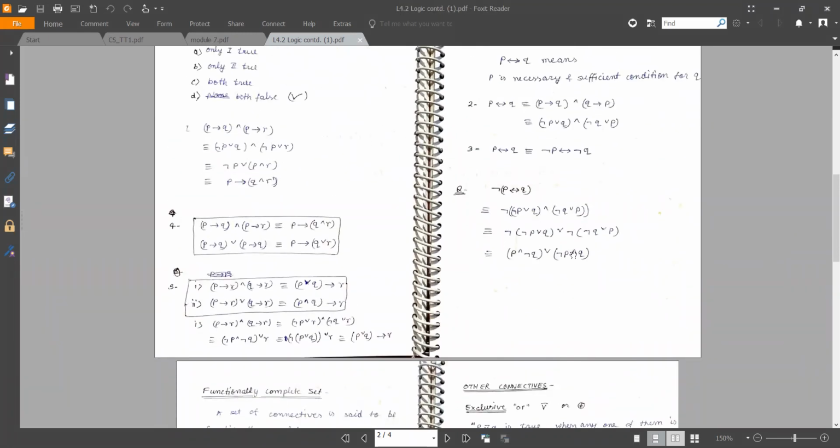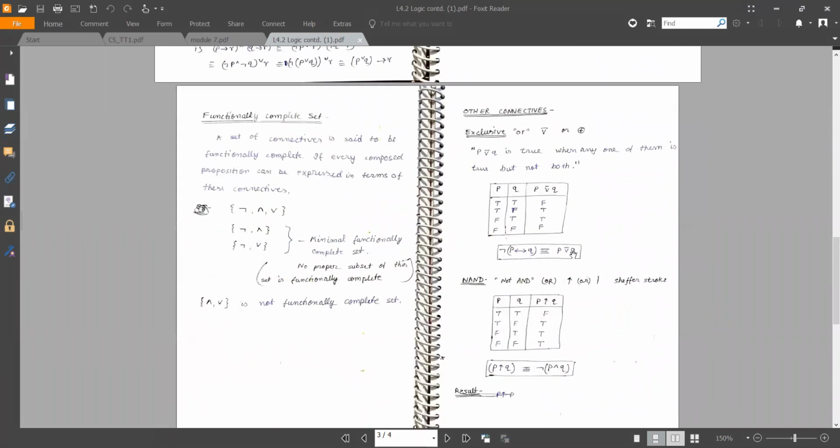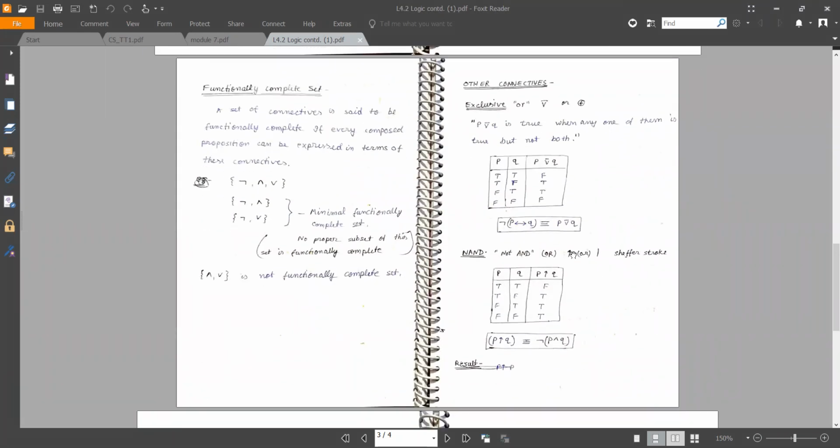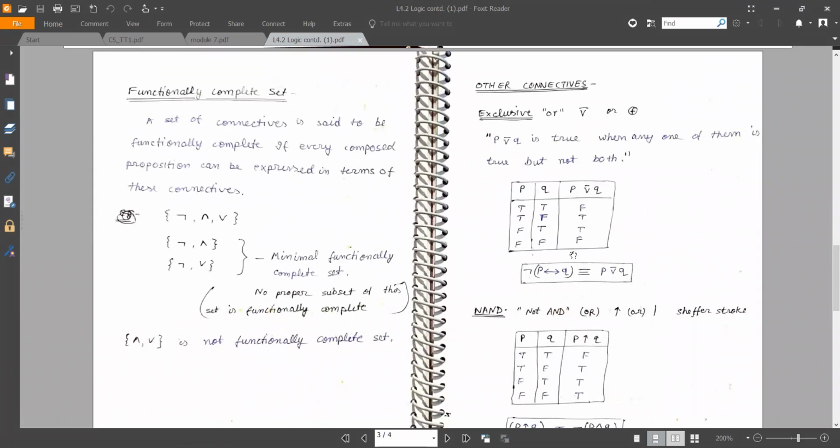In this way we can find out the negation of any particular operators or any particular expressions. Now, let us define a set: a functionally complete set. A functionally complete set is simply a set of connectives that can be said to be functionally complete if every composed proposition can be expressed in terms of only those connectives.